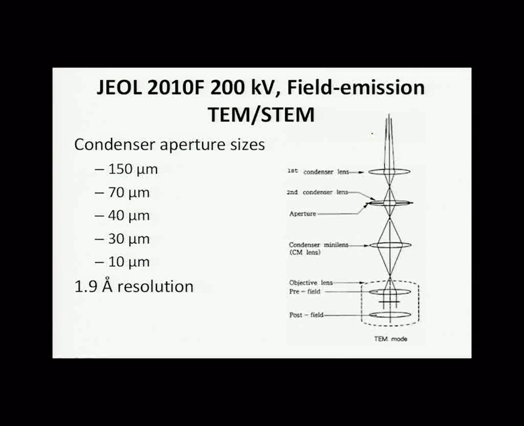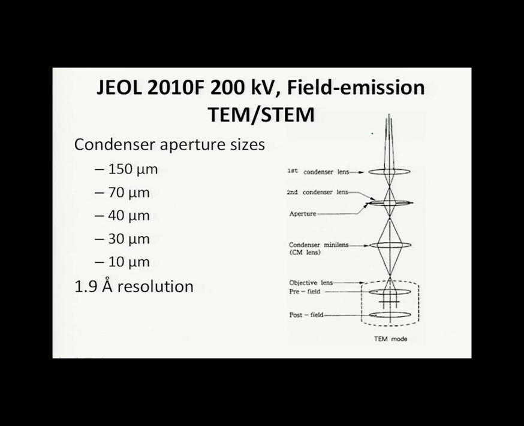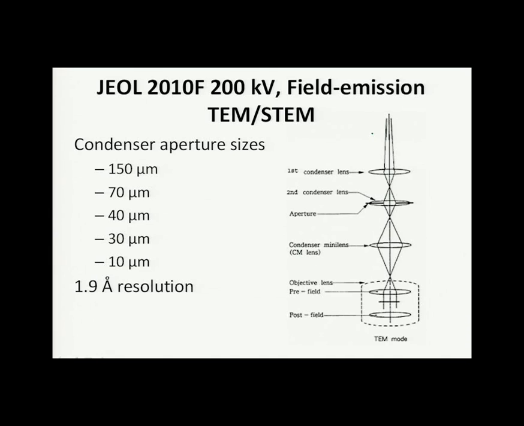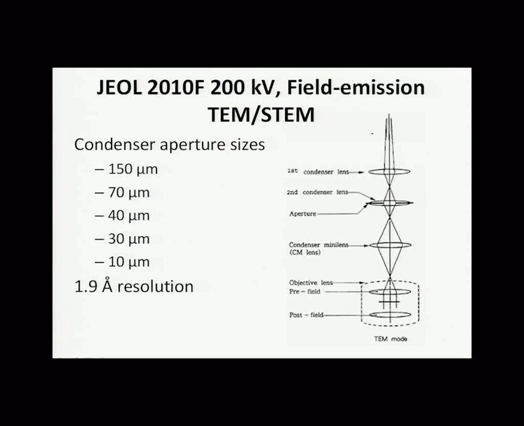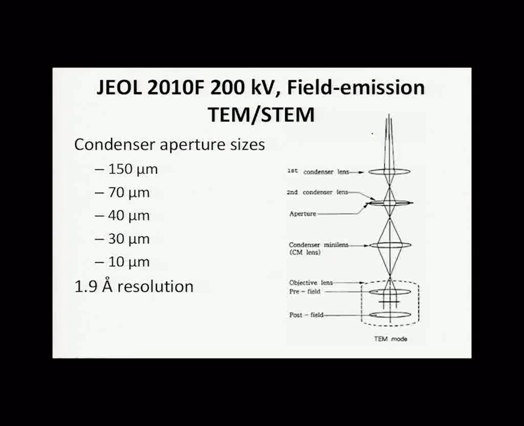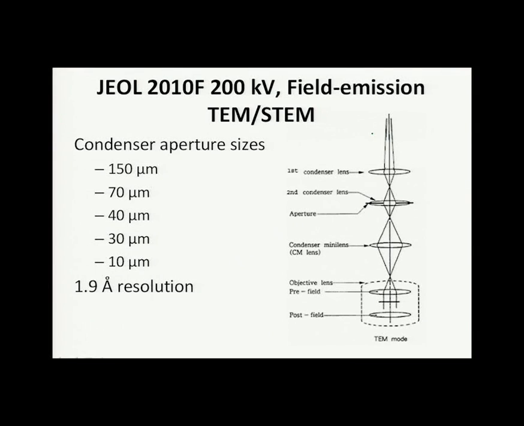Here's just a little snapshot of one type of field emission TEM. This is a JEOL 2010F 200 kilovolt. We have multiple condenser aperture sizes. It has a 1.9 angstrom resolution, which is obviously much higher than the 2 to 5 nanometer resolution of even the FESEM, and far smaller resolution or spot size than the regular SEM.